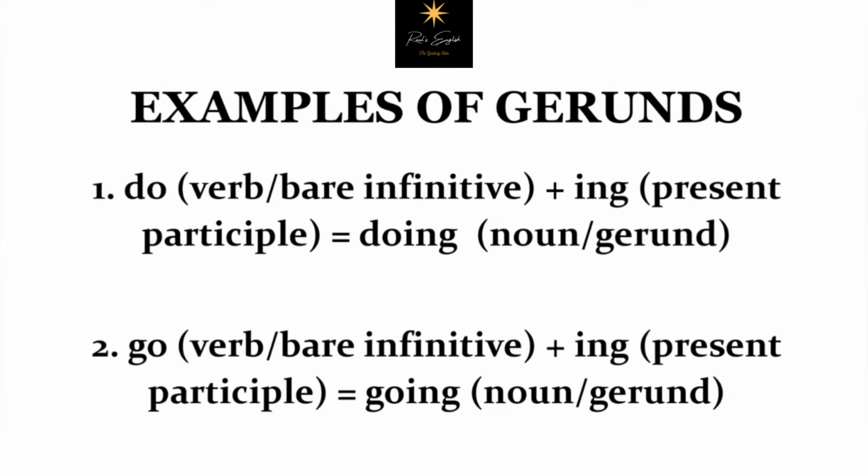Let's look at do. So we'll use it as a verb or as a bare infinitive, and we shall add ing, the present participle form of that. So it becomes doing. So doing is either a noun or it acts as a gerund. Same with go, verb plus ing, so it becomes going. So that is the gerund.